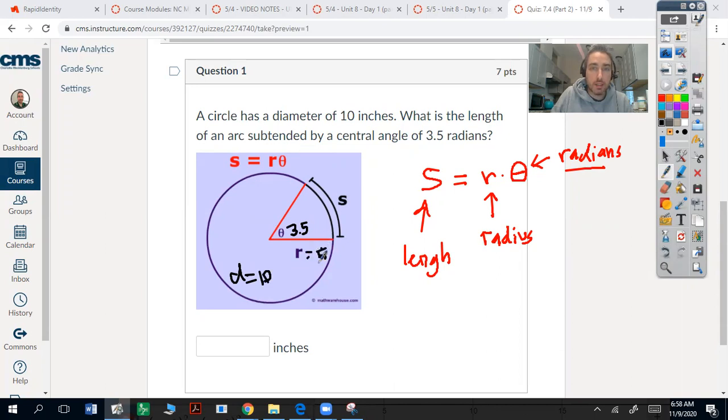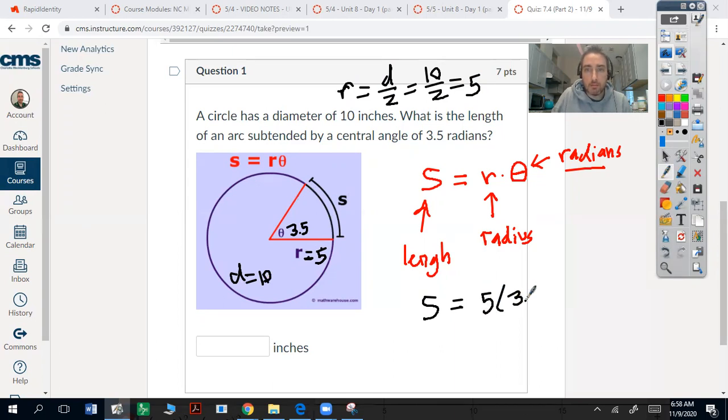And we just want to know what is the length of that arc. So we're going to take that 10 divided by 2, because the radius is half the diameter. So it's 10 divided by 2, which is 5. And we're going to plug that in along with this 3.5, and we'll get our length. So S is going to be equal to 5 times 3.5. And put that in the calculator. I'll just go ahead and calculate that real quick.